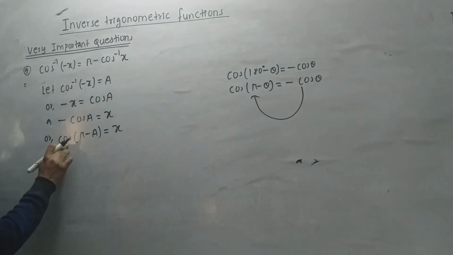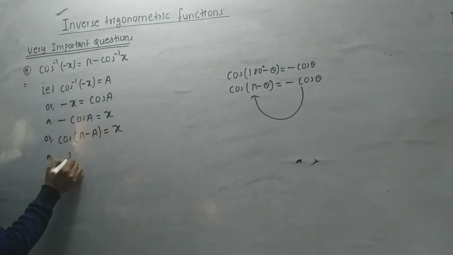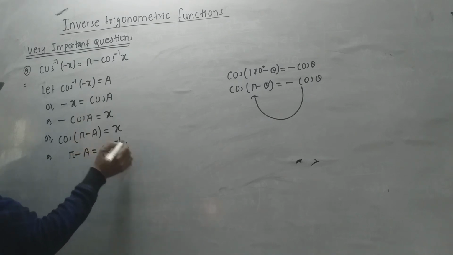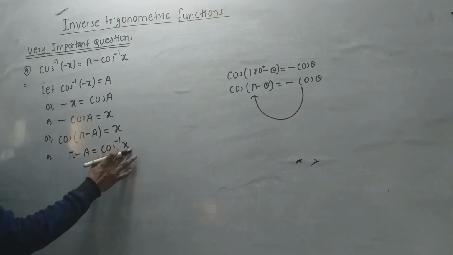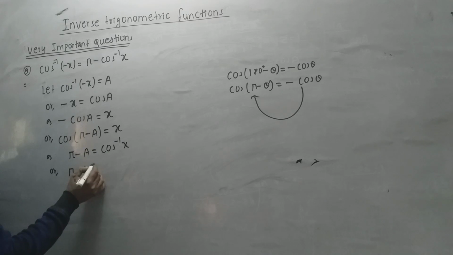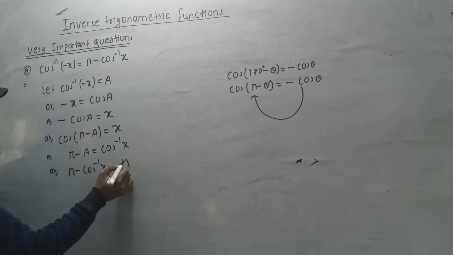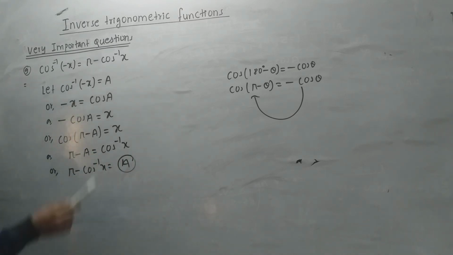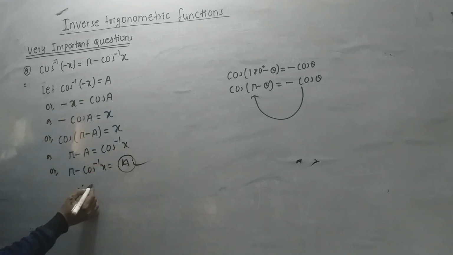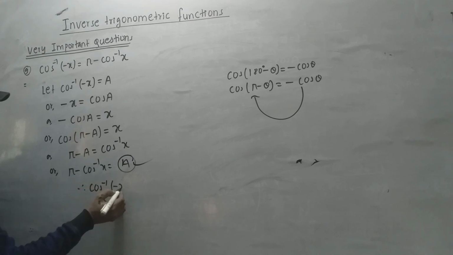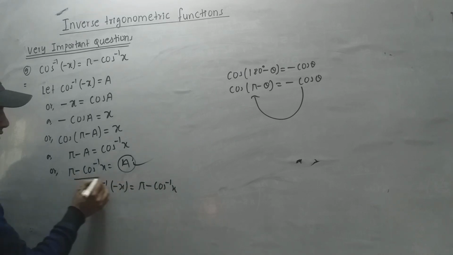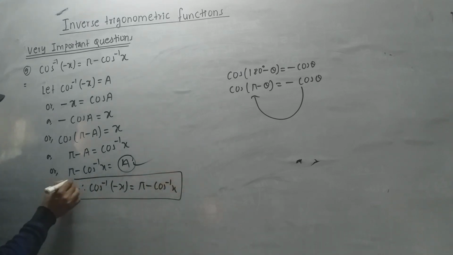Now take this cos to the other side. So pi minus a equals cos inverse x. Now take this cos inverse x to the left hand side, so pi minus cos inverse x equals a. Now what is the original replacement for a? Our a is cos inverse of minus x. So cos inverse of minus x equals pi minus cos inverse x. This is one of the important concepts.